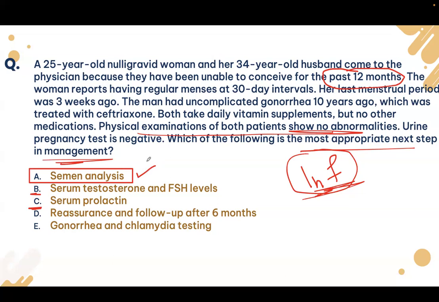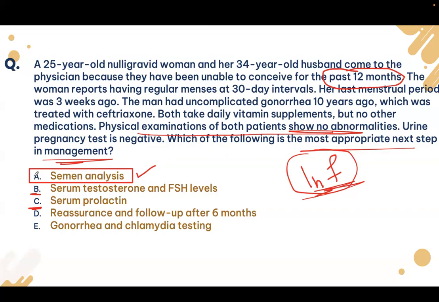You don't have to take blood, you just have to take the semen. So it's not very invasive, which is why it's considered to be at the top of the algorithm used to diagnose cases of infertility. Whenever you see a case of infertility, one of the most appropriate first steps is doing semen analysis.